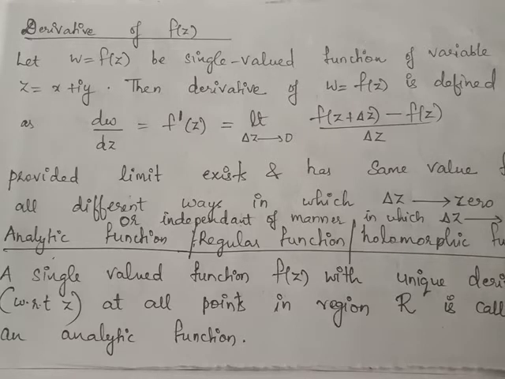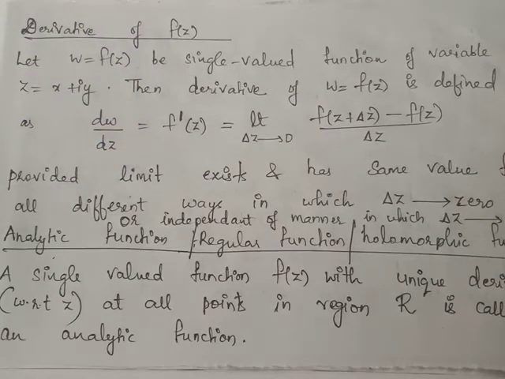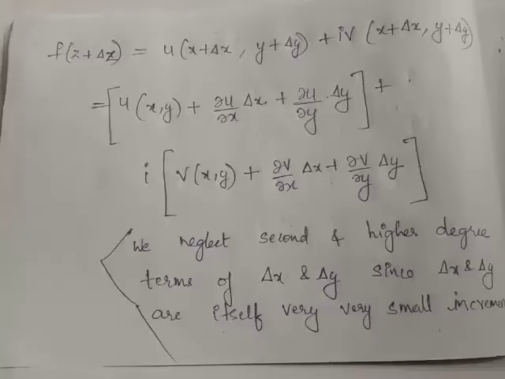Recall that the derivative of analytic function f of z is given by f dash of z equals limit delta z tends to 0 of f of z plus delta z minus f of z divided by delta z, where delta z is the small increment given to the variable z. So in order to find the derivative f dash of z, we have to find f of z plus delta z. To evaluate it, we may make use of Taylor's theorem for functions of two variables. We know that z equals x plus iy, so f of z will surely be a function of two variables x and y.